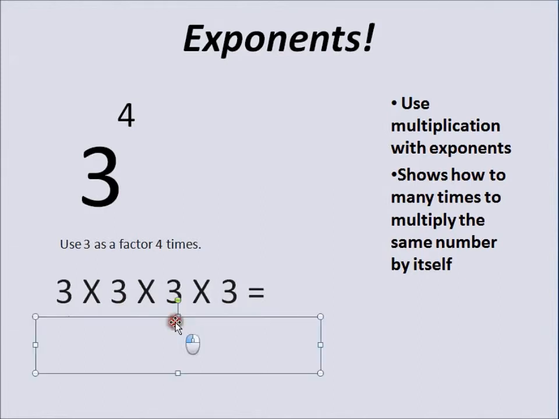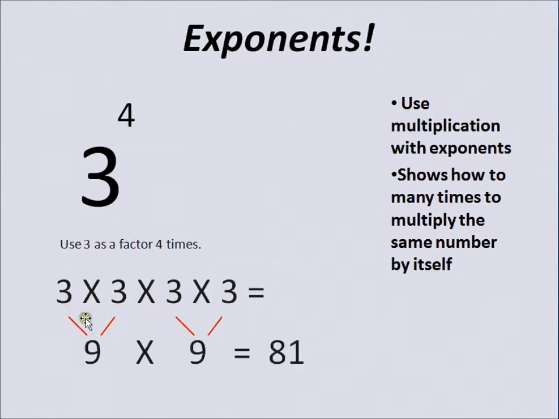And I'm going to simplify that. 3 times 3 is 9, and 3 times 3 is 9. We know because of the commutative property of multiplication that it doesn't matter what order we multiply them in. So then we have 9 times 9 is 81.